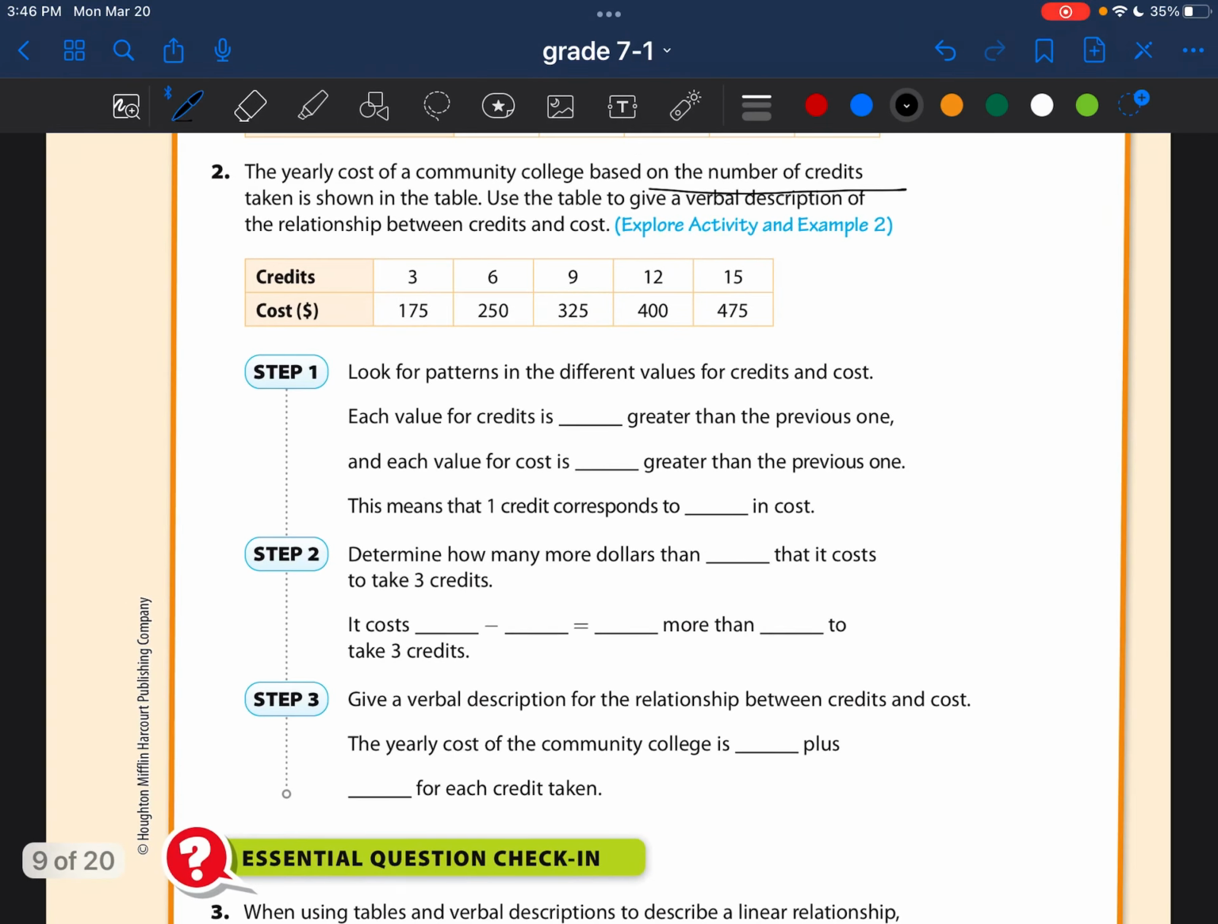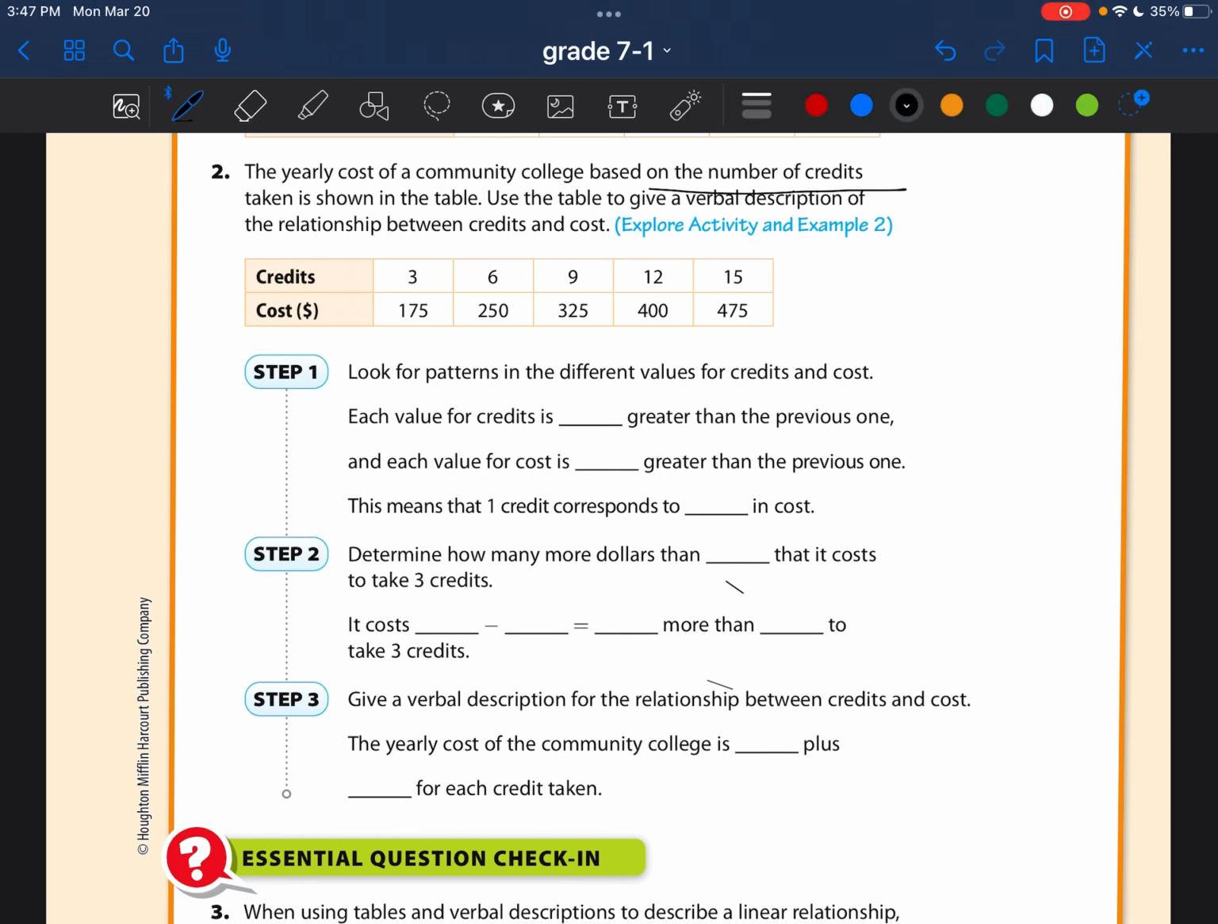And we're going to go over number 2. The yearly community college cost, based on the number of credits taken, is shown in the table. Use the table to give a verbal description of the relationship between credits and costs.